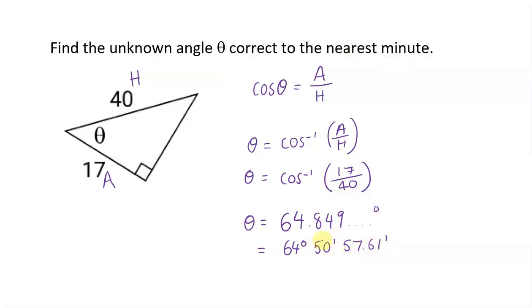These are our minute values here. The value that tells us whether we should round up or not is our seconds. 57 seconds, that's almost 60. We're going to round that up to the next minute, which will give us theta equal to 64 degrees and 51 minutes. And that is the size of our angle, the unknown angle theta in our right angle triangle, correct to the nearest minute.